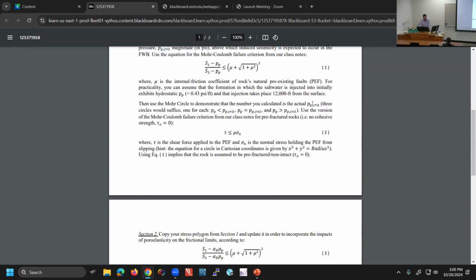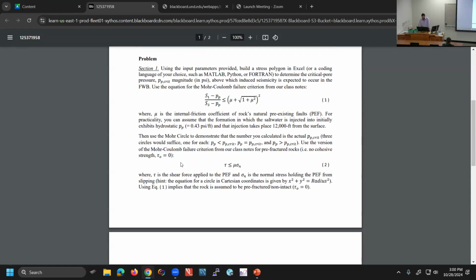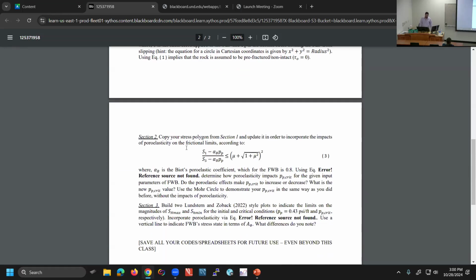You have to define the critical pore pressure. Right? You like to calculate critical pore pressure using this equation, show it on the Mohr-Coulomb circle, and then show it on the polygon. Basically you do two: the Mohr circle and the polygon.